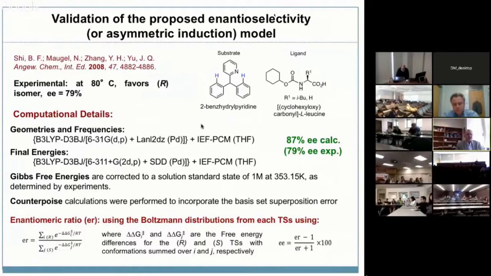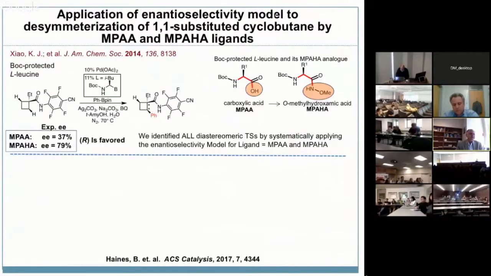After getting this agreement, we decided to test the predictive power of this model, to see if it can predict, for example, increased selectivity by replacing the MPAA ligand with the MPAA-HA ligand. This reaction was previously reported by Jin-Quan Yu. It is a desymmetrization of a one-to-one substituted cyclobutane using this alkylation reaction, with these two different MPAA type ligands.